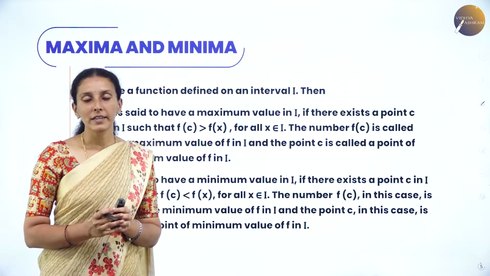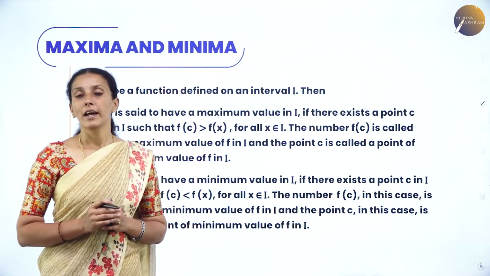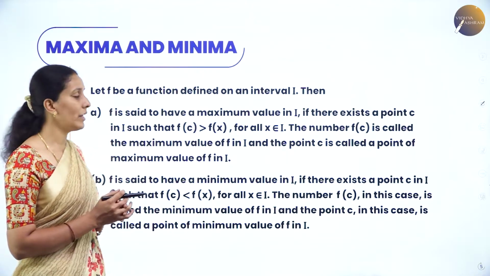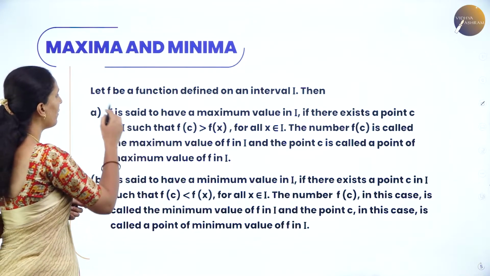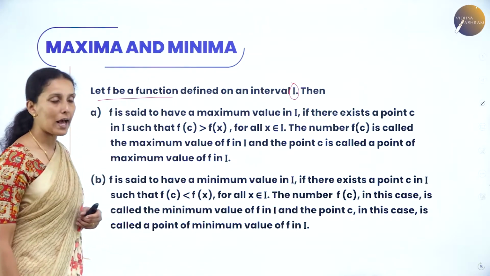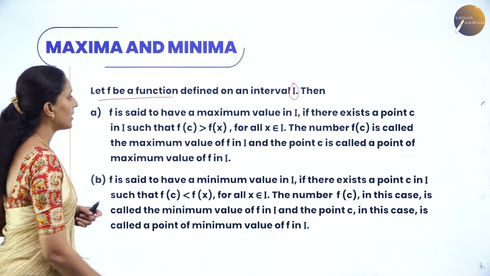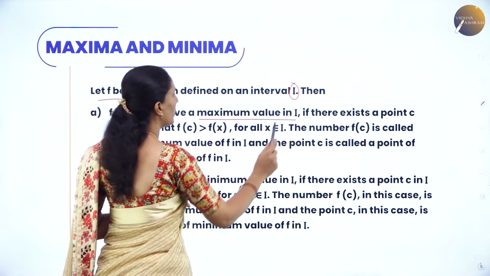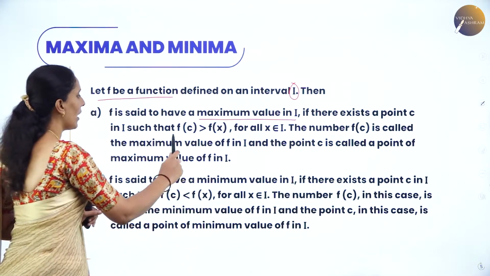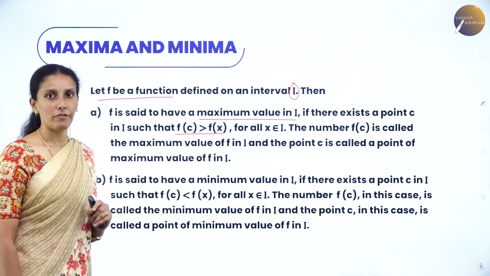So from the previous example, we can define a function which is maximum or minimum in the following definition form. Let f be a function defined on an interval I. Then f is said to have a maximum value in I if there exists a point c such that f of c is greater than f of x.